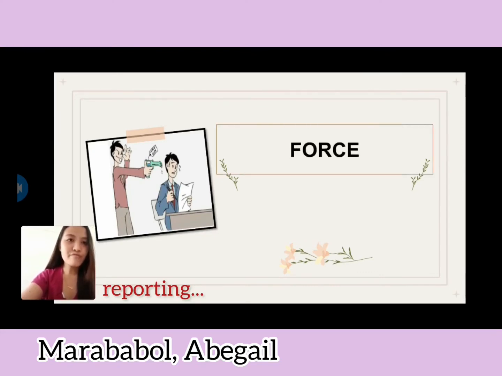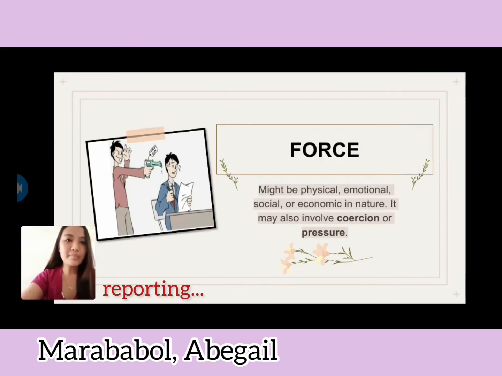So we have force. Force might be physical, emotional, social, or economic in nature. It may also involve coercion or pressure. When we say physical, it means that there is any application of force upon or towards the body of another person. Let's say, for example, you bump with another person or you drop an object. That's an example of a physical force.